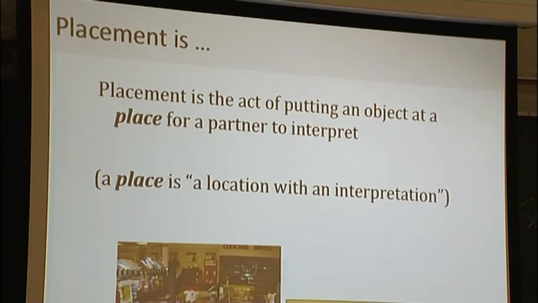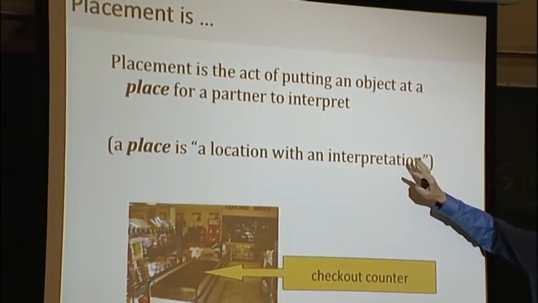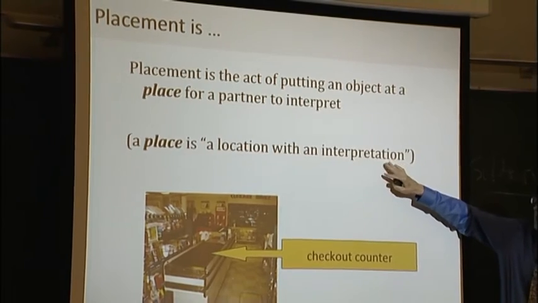So placement is the act of putting an object at a place for a partner to interpret. This is the argument that I'm going to make. And a place is a specialized place that has an interpretation.